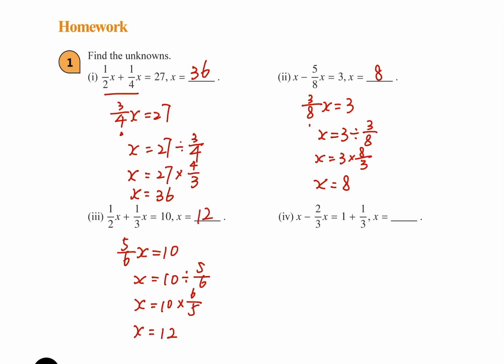And then for the fourth one, on the left-hand side, we make it a third x, and on the right-hand side, we collect the numbers and make it 4/3. Then we can just do x is equal to 4/3 divided by a third, and then x is just 4. Okay, so that's homework question number 1.